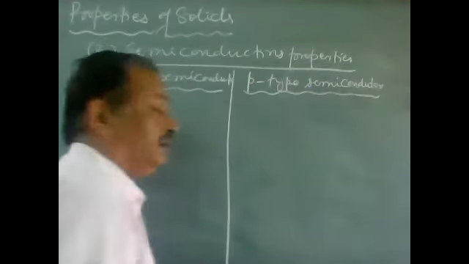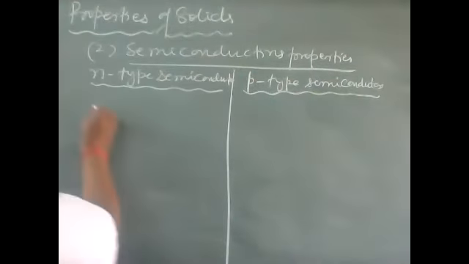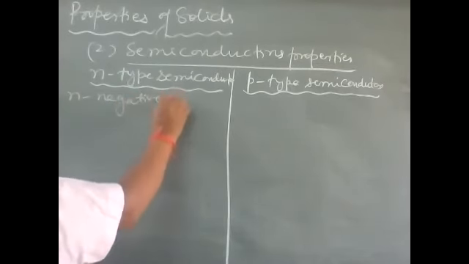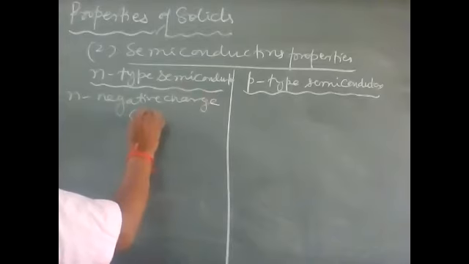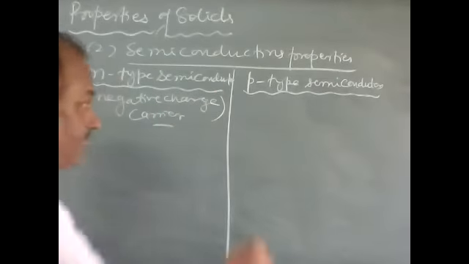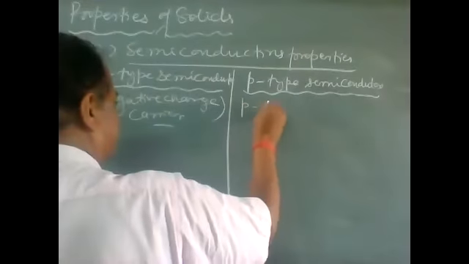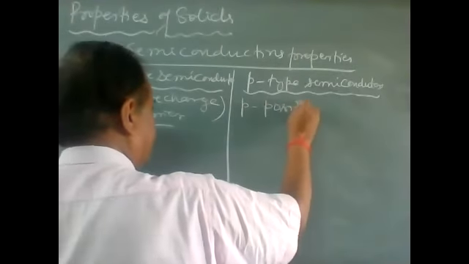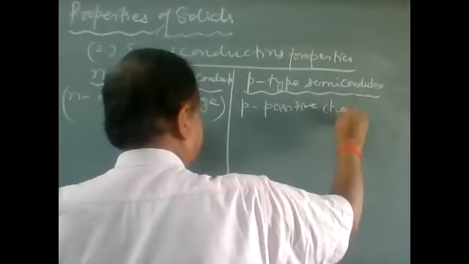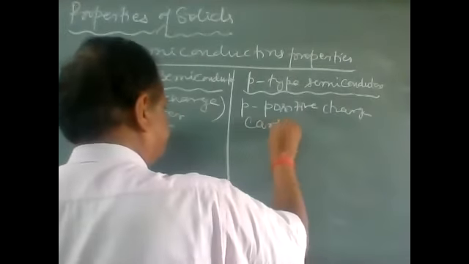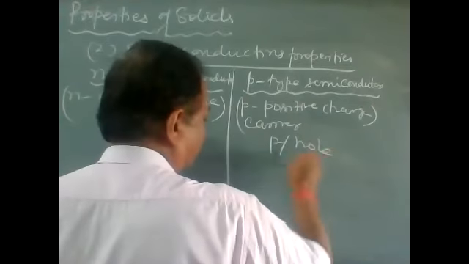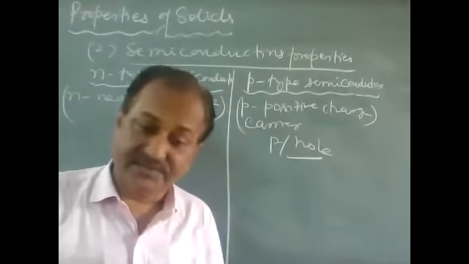N-type and P-type semiconductors. This N stands for negative charge carrier. Here negative particles act as charge carriers, and here P stands for positive charge carrier, and P stands for hole also. Here hole means there is a vacancy.